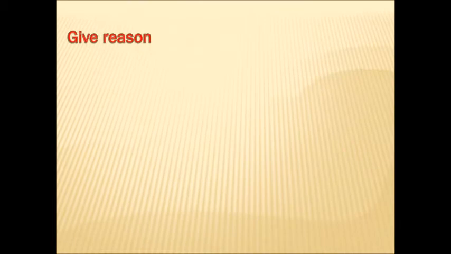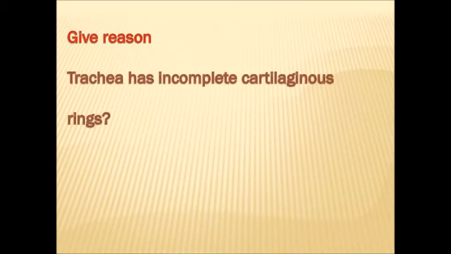Very important reason here. The trachea has incomplete cartilaginous rings. Why is the trachea made up of cartilage rings? To keep it always open. If the trachea is like a tube without any cartilage, it may be closed anytime. But because the trachea is very important to our life to let the air pass to the lungs, it's made up of cartilage rings.